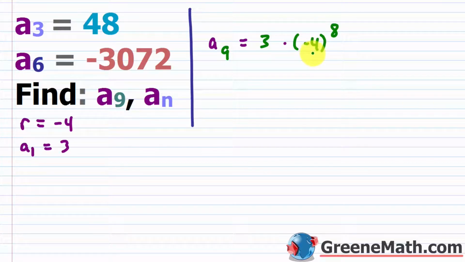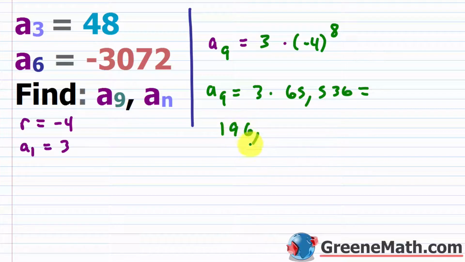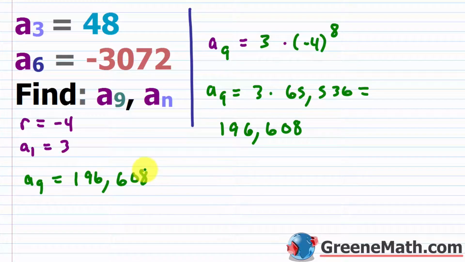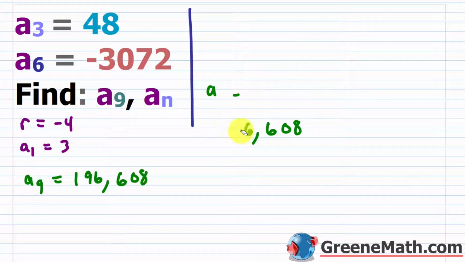Again, if you have a negative there, make sure you wrap it in parentheses. All right, so this answer is going to be really big. If I punch that up on my calculator, I get 65,536. So we'll say a sub 9 equals 3 times 65,536. And then we'll just do this multiplication, and that'll give me 196,608. Okay, so that's my a sub 9. So a sub 9 is equal to 196,608.